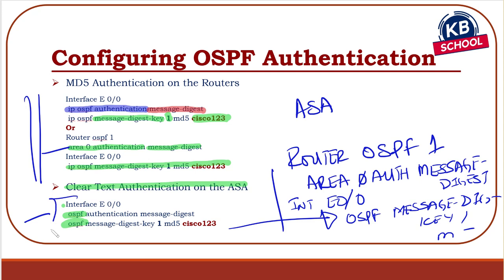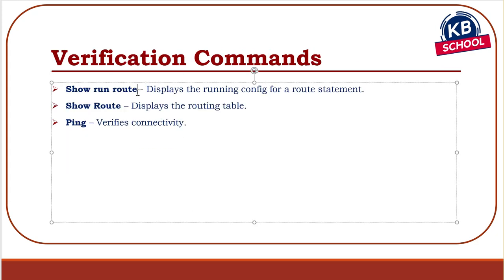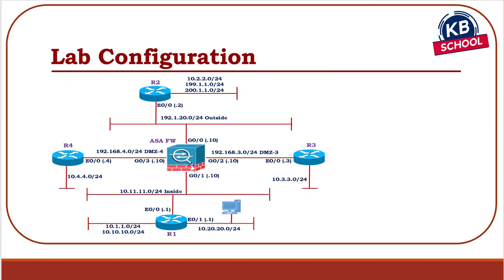You guys understand that? All right, so both ways of authentication that you can do on the router as well as on the ASA are explained over here. So you should be good with that. Now, verification commands: show IP route displays the routing table, show running-config router displays the running config for a routing protocol, so it'll show you the entire running config for that routing protocol. Show route shows you the routing table. Ping to verify it. Now, with that in mind, let's do the lab.